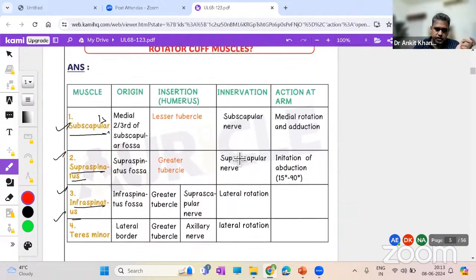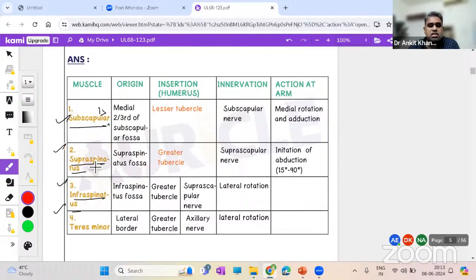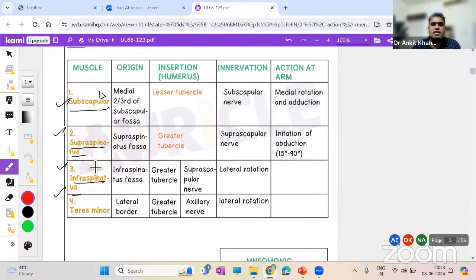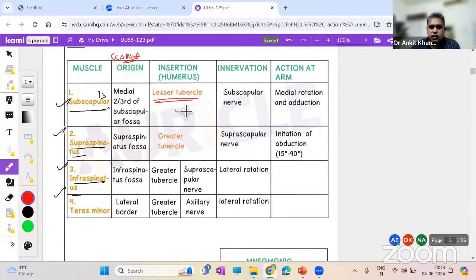Obviously, if you talk of subscapularis, supraspinatus, infraspinatus, as well as teres minor, they are all coming from which bone? They are all coming from the scapula. Subscapularis goes directly to the lesser tubercle. SIT, all these 3 go to the greater tubercle. From above below, it is SIT.